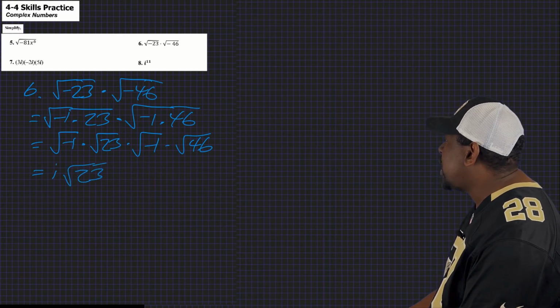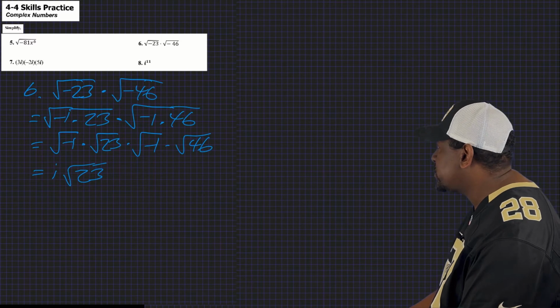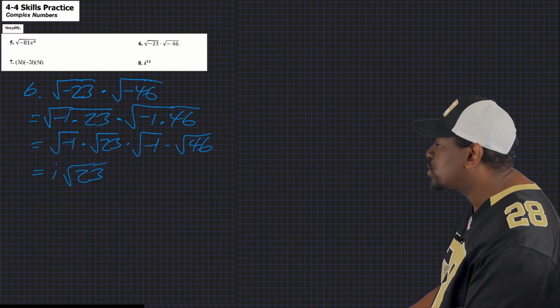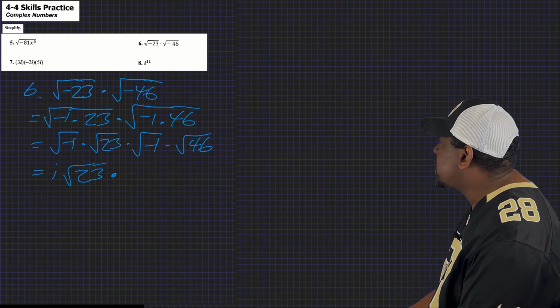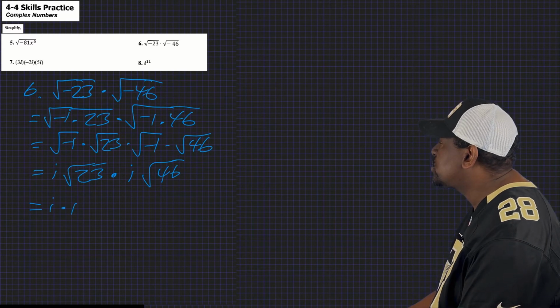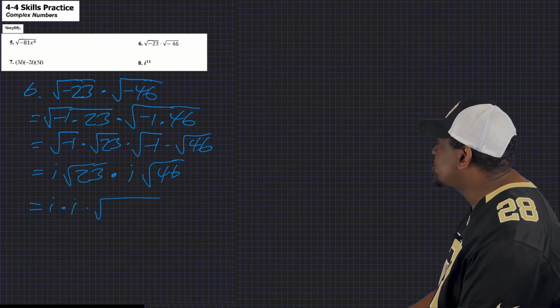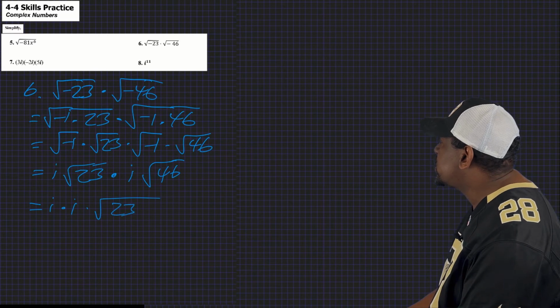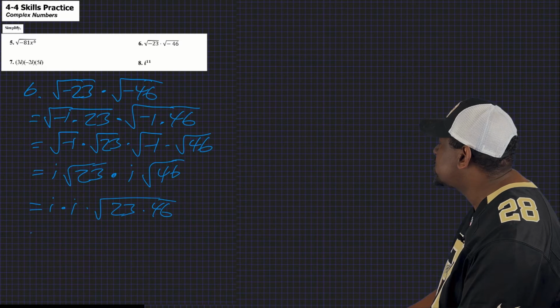And we will have i times the square root of 23 times i times the square root of 46. So at this point, we can multiply the two i's together, and that will give us i times i, which is equal to i squared, we will find out. And then we can take the square root of 23 times the square root of 46, multiply the two products, and make one big radical.